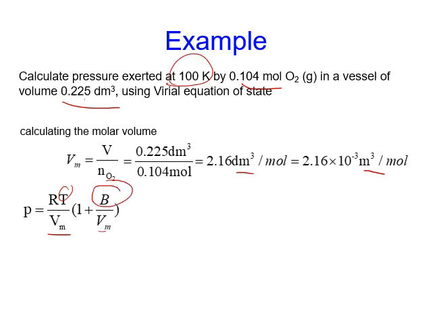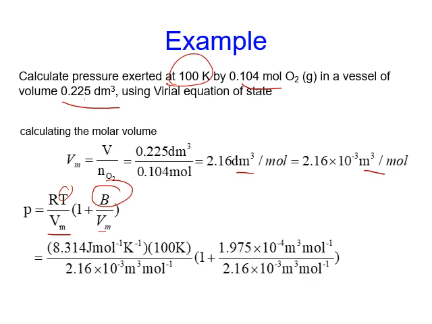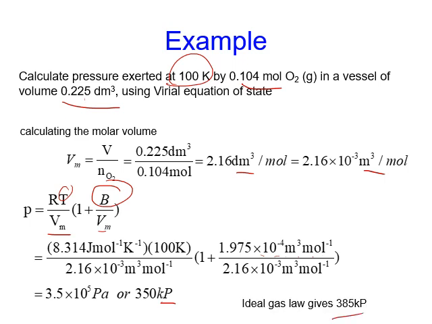B can be found from a textbook. Here for oxygen it is 1.975 times 10 to the minus 4 cubic meter per mole. Plugging everything in, the calculated pressure is 3.5 times 10 to the 5th Pascal, which can be converted to 350 kilopascal. Now, if we assume this gas is ideal, using the ideal gas law, the calculated pressure would be 385 kilopascal.